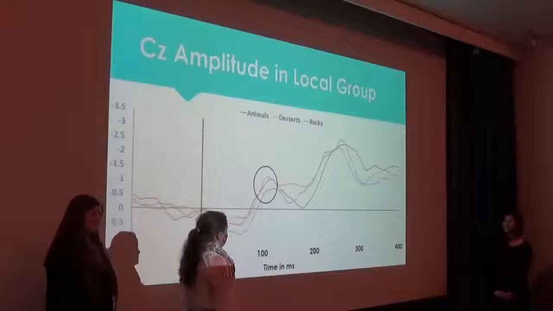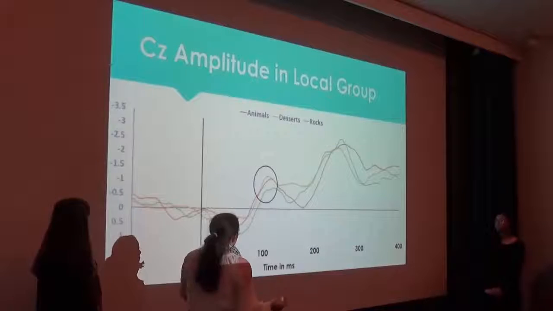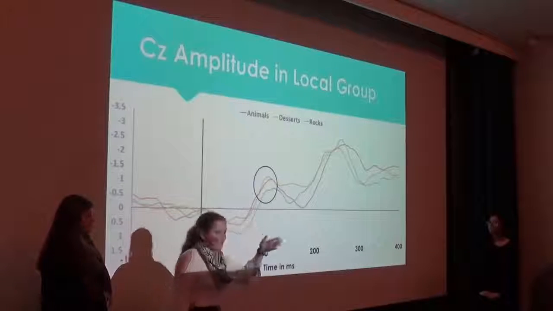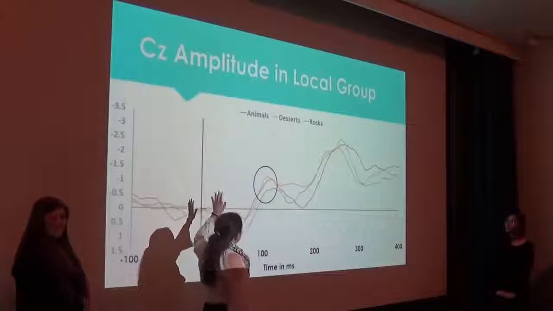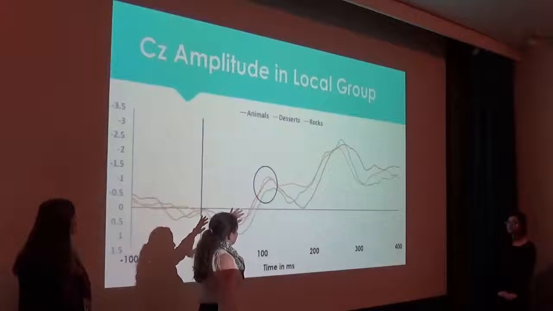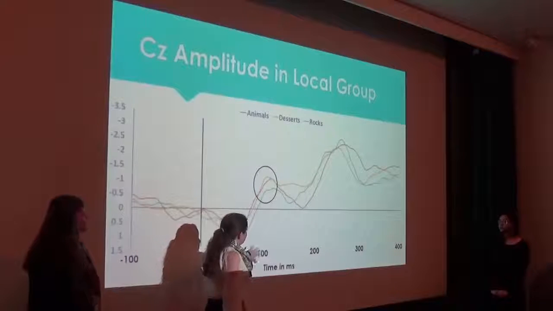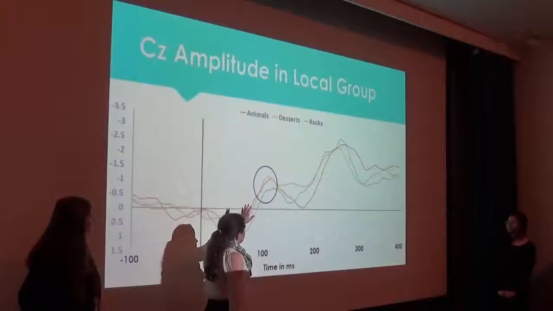So we looked at the local group, which you saw what that was in our name on letters. For this graph, we looked at the CZ electrode, which is in the center of your scalp, in case you want to know where that is. This graph shows animals in red, desserts in yellow, and rocks in green, and it shows time in milliseconds. We were focusing on 100 milliseconds, and it shows the N1 at this time. And it shows that there is a difference between animals, desserts, and rocks.